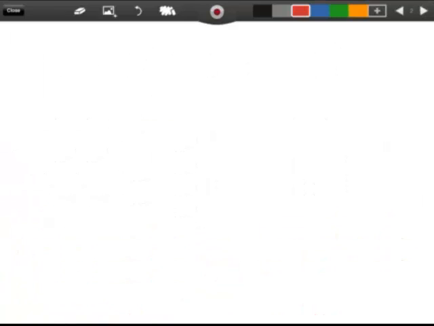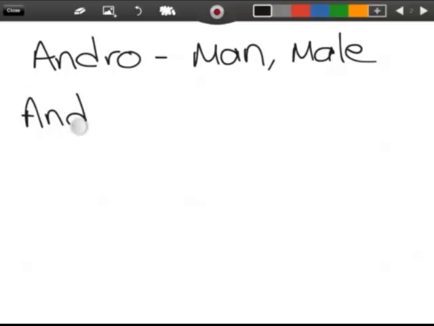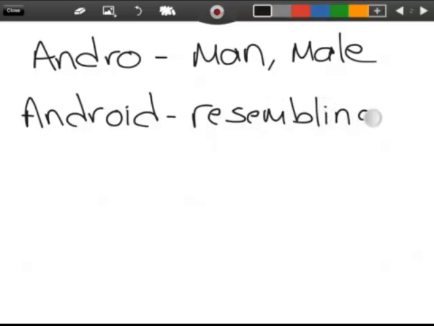Our next root is andro, meaning man or male. When we look at our example word, I could say android. And the meaning of this word is resembling a human.